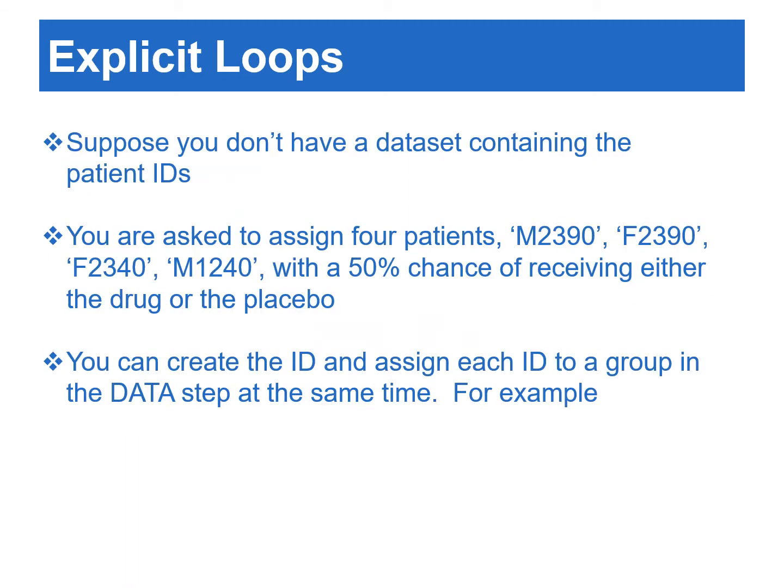In the previous example, the patient ID is stored in an input dataset. Suppose we don't have a dataset containing patient IDs. We are asked to assign 4 patients, with a 50% chance of receiving either the drug, or the placebo. Instead of creating an input dataset that stores ID, we can create the ID, and assign each ID to a group at the same time.